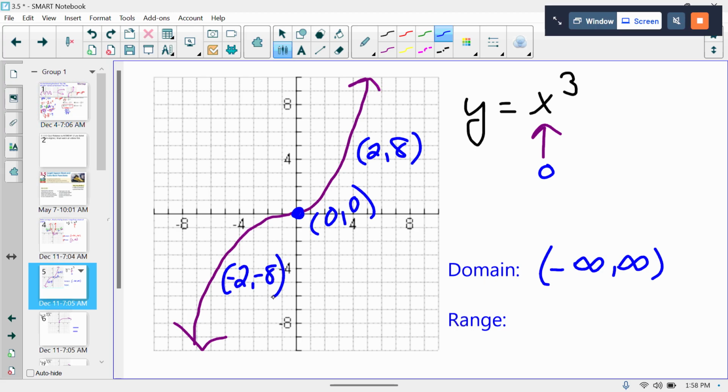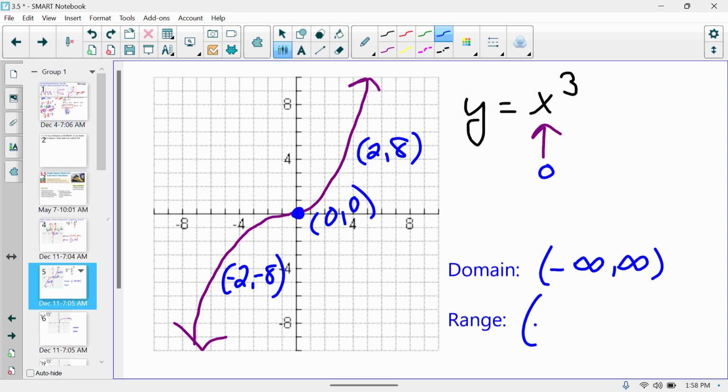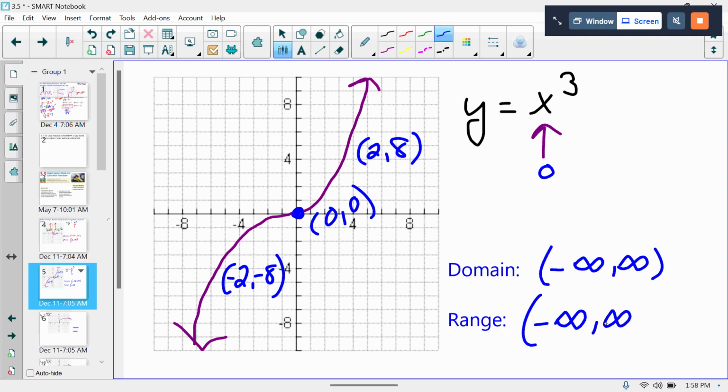Look, we have positive x's and negative x's this time. We have positive y's and negative y's. There's no restrictions on the domain or range. They're both all real numbers. They're both going to be negative infinity to positive infinity, okay? Because there's no restrictions at all.